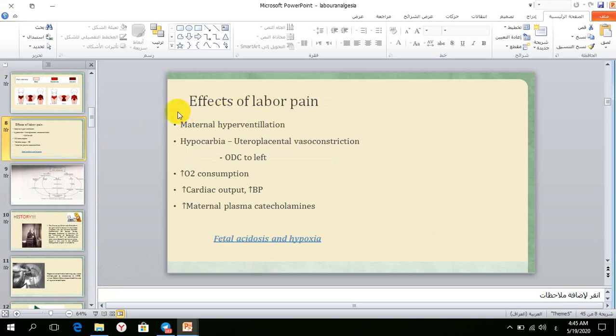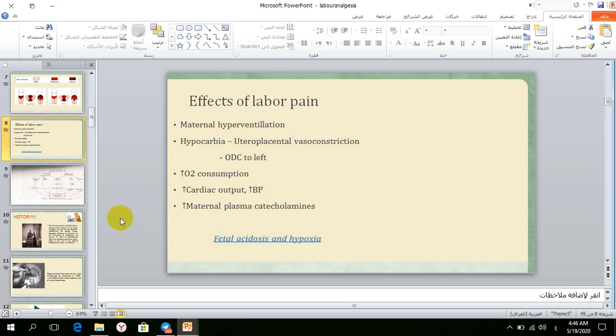Effects of labor pain: maternal hyperventilation, hypocarbia, uteroplacental vasoconstriction, increased oxygen consumption, increased cardiac output, increased blood pressure, increased maternal plasma catecholamines. What will happen? We will have fetal acidosis and hypoxia.